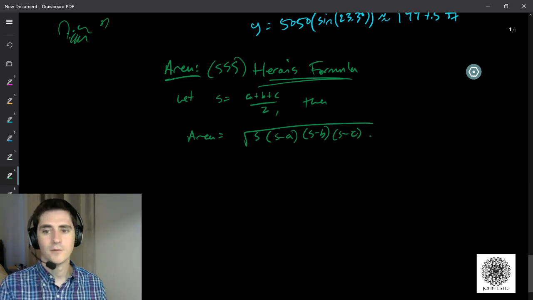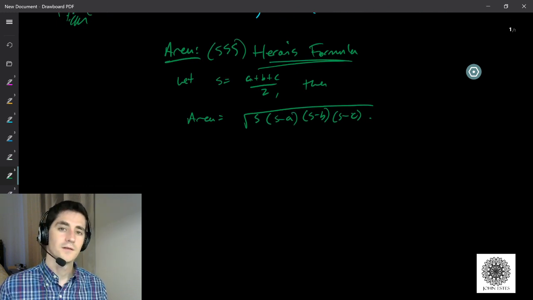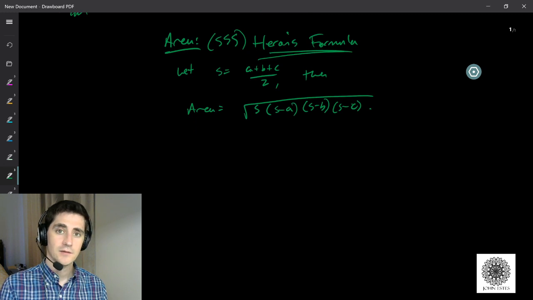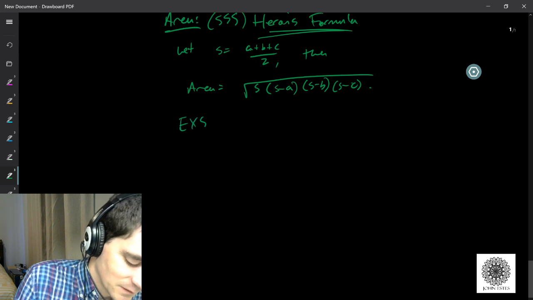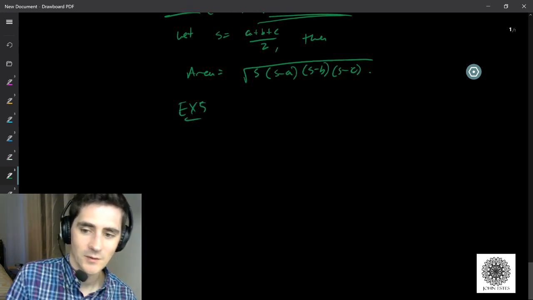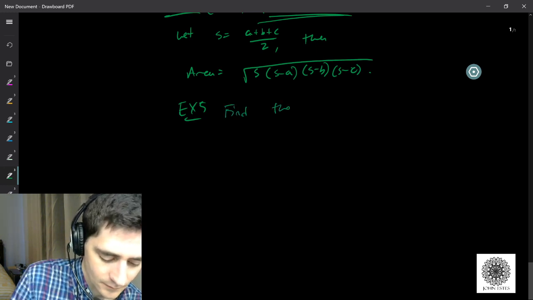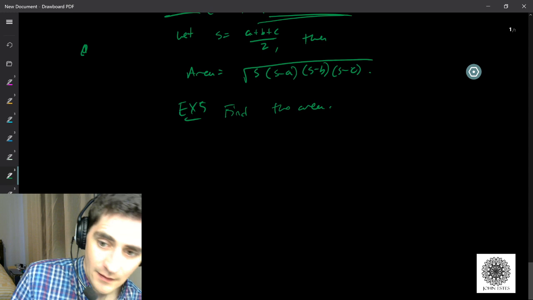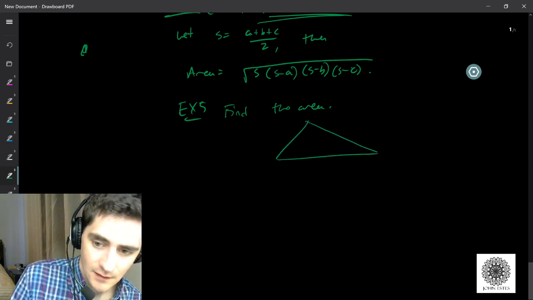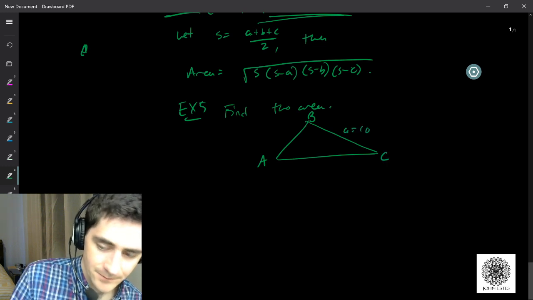That's Heron's area formula. Heron was a Greek mathematician, and so this was known close to 2,000 years. I think this was 1st century AD when Heron figured this out. All right, so let's just use an example. Let's find the area of a triangle using Heron's area formula. My triangle looks like this. You have A, B, and C. Little a is 10, little b is 15, and little c is 7.